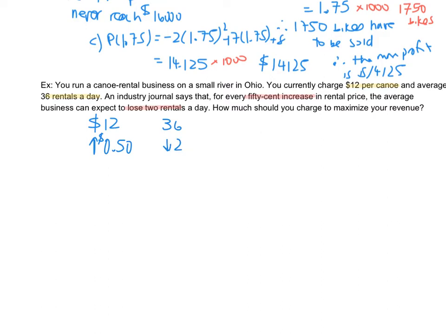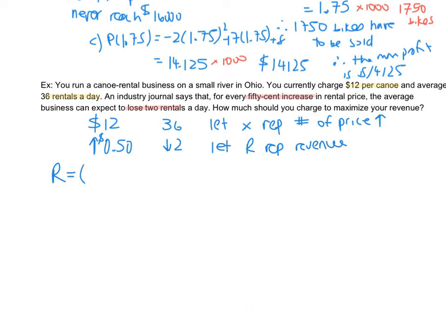So in both of these scenarios for price and rentals, it depends on how many times I'm increasing the price. So you will need let statements, and x is always going to represent the number of price increases. And then we are dealing with revenue, so let R represent revenue. So now let's set up that quadratic equation like we did in grade 10.